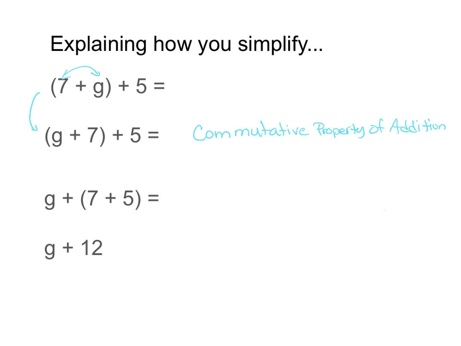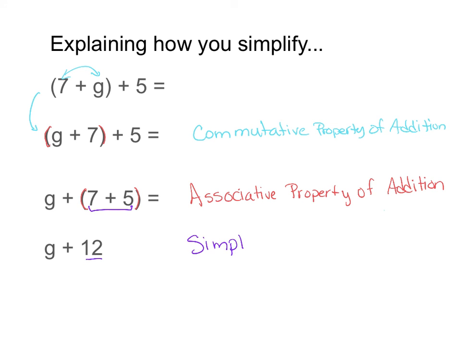The second one, I see that my grouping has changed. So I see that this grouping changed and went around the 7 and the 5. So because it's a grouping, we think associative property, and then we are talking about addition. Last, I see that we just added 7 plus 5, and it got us 12. So that is just to simplify. And we are done. Good luck.